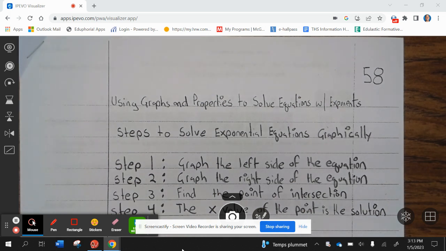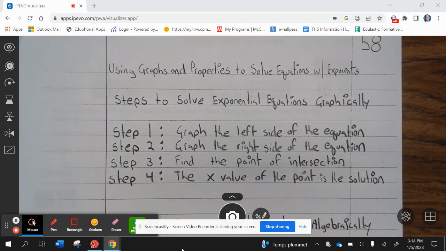Using graphs and properties to solve equations with exponents. Steps to solve exponential equations graphically. Step 1. Graph the left side of the equation. Step 2. Graph the right side of the equation. Step 3. Find the point of intersection. Step 4. The x value of the point is the solution.